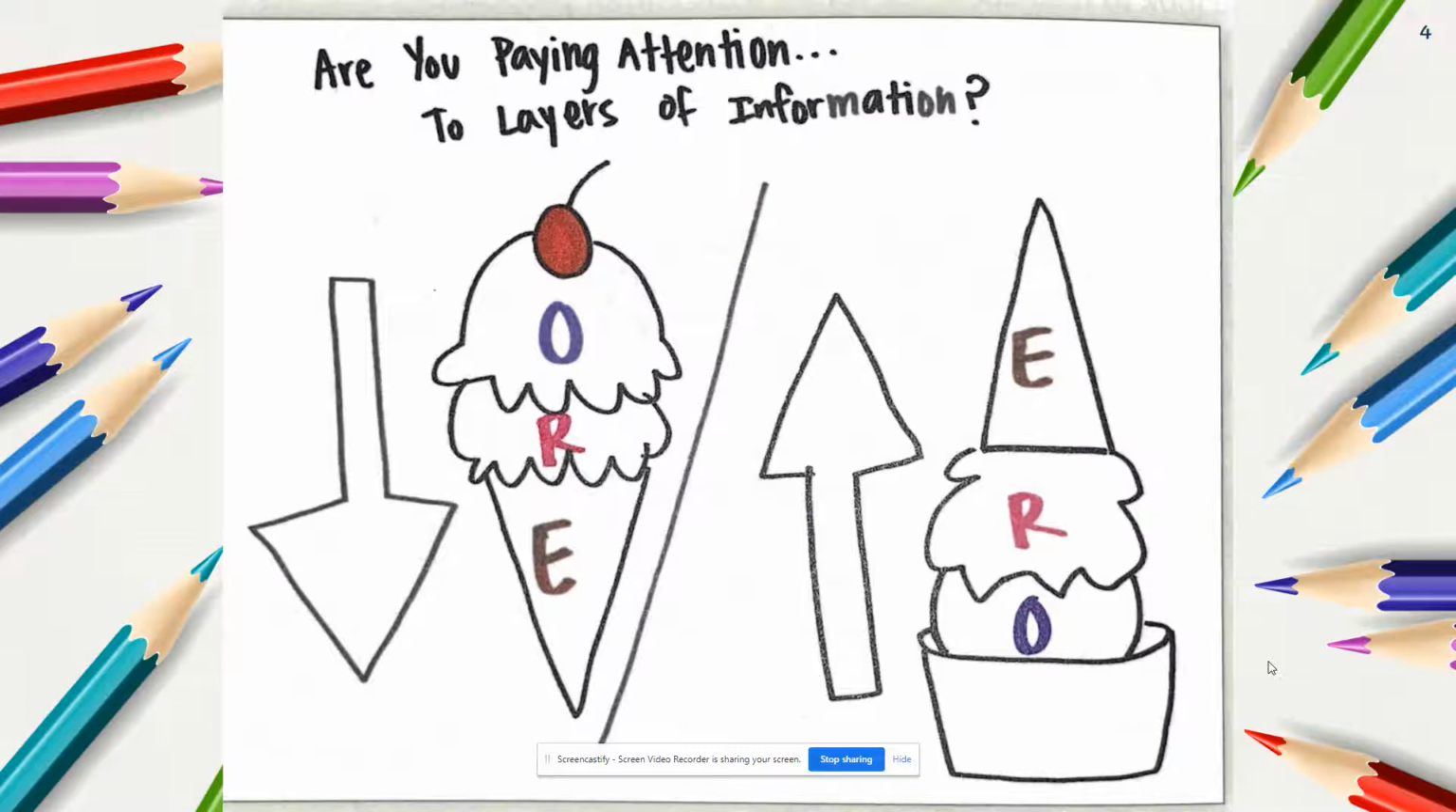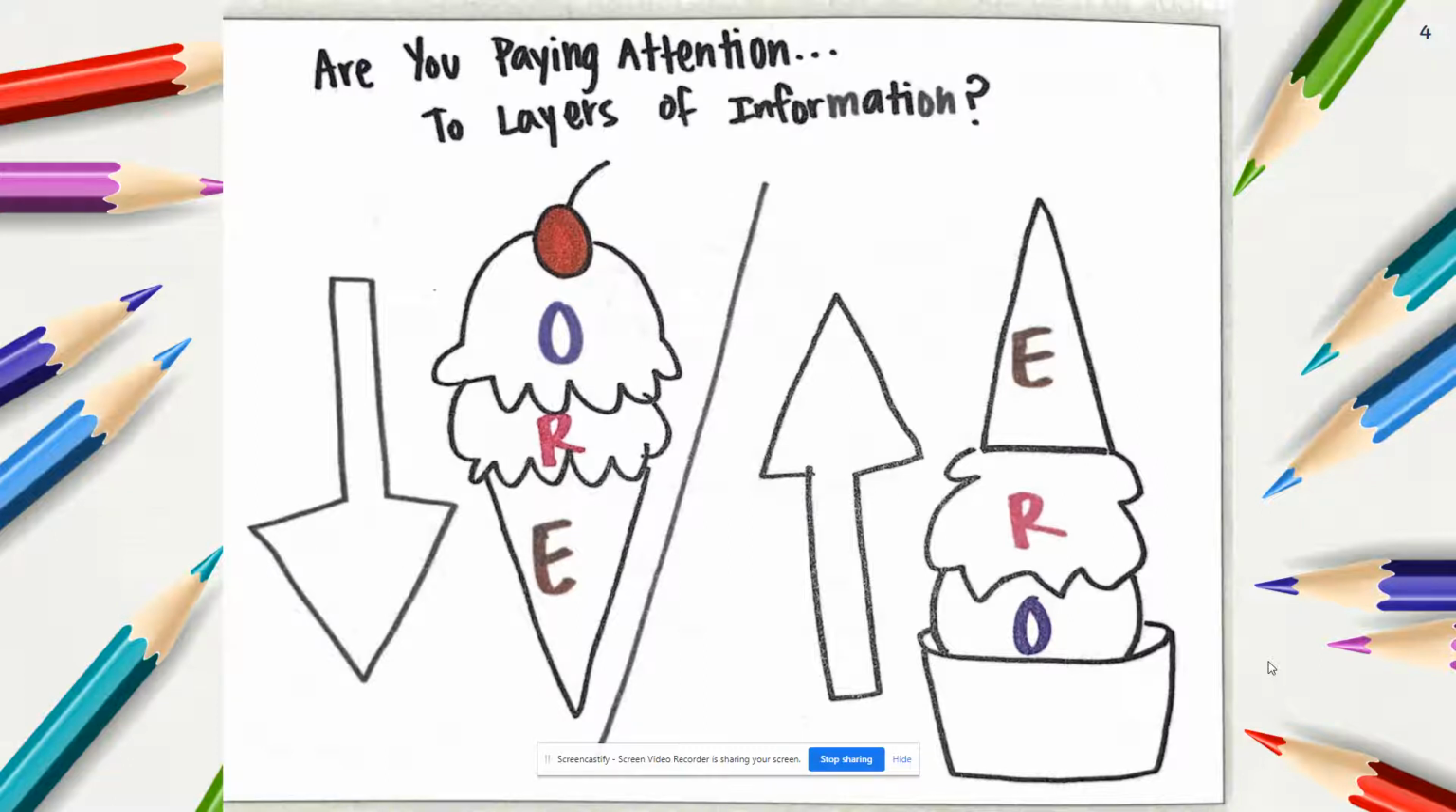Whenever the opinion is implied, you would first look at the evidence within the text, then the reasons that are backed up by the evidence, and then work your way from the cone to the top of the scoop to determine the opinion or the main idea of the author. This is for whenever main idea is implied.